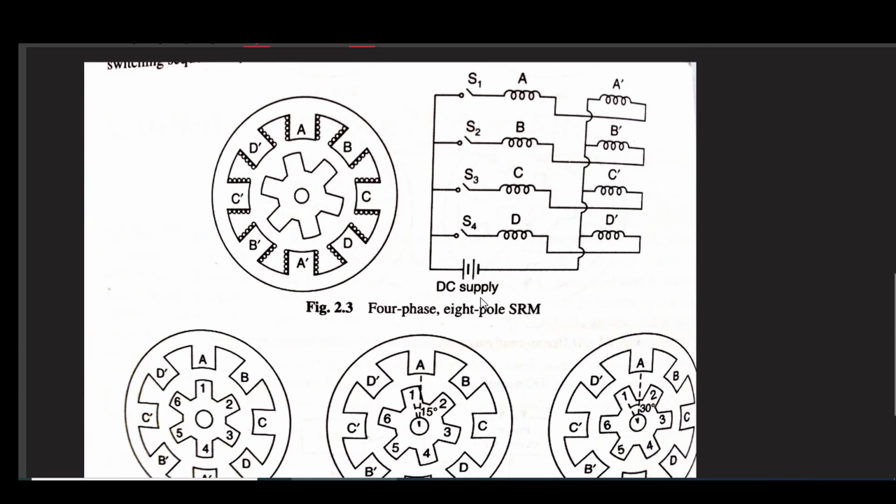Now to illustrate the working principle, I have taken an SRM with 8 stator poles and 6 rotor teeth, or 6 rotor poles, whatever you want to say. Now this has 4 phases, just like that variable reluctance stepper motor. These phases, we will excite one by one with DC supply through these switches. Clear?